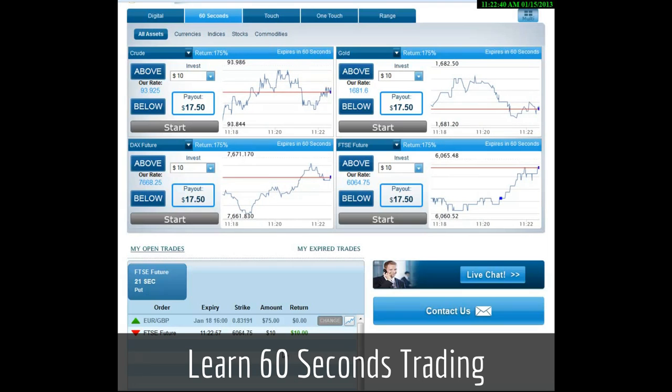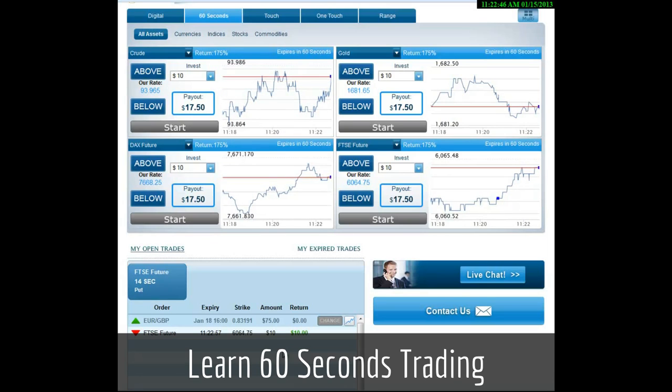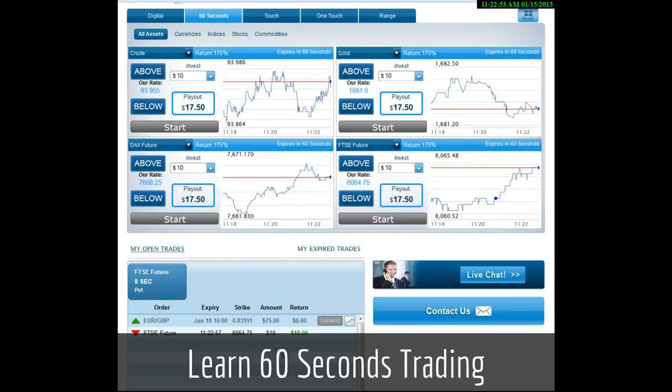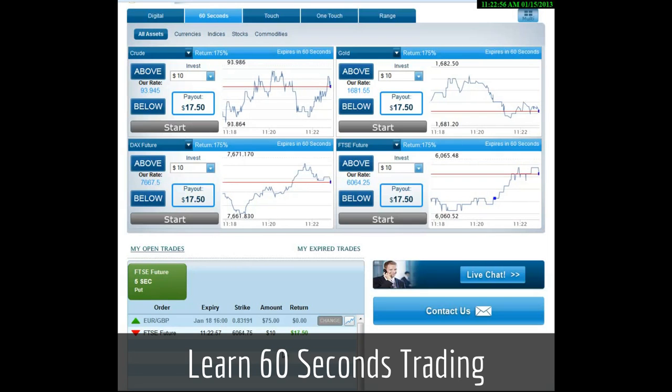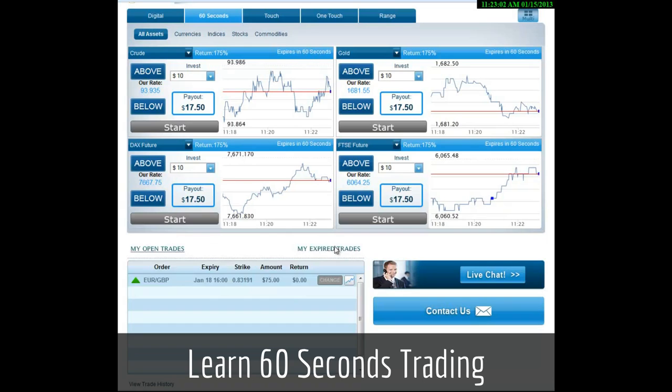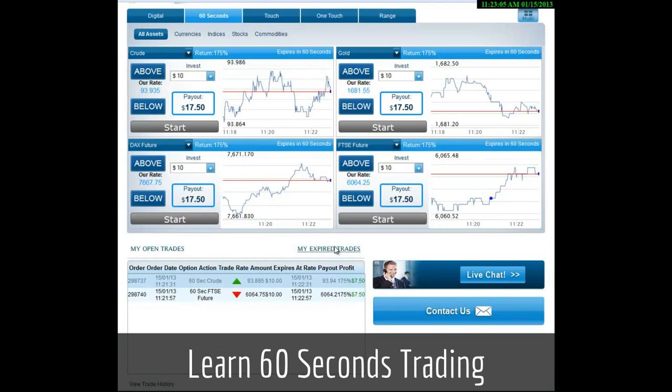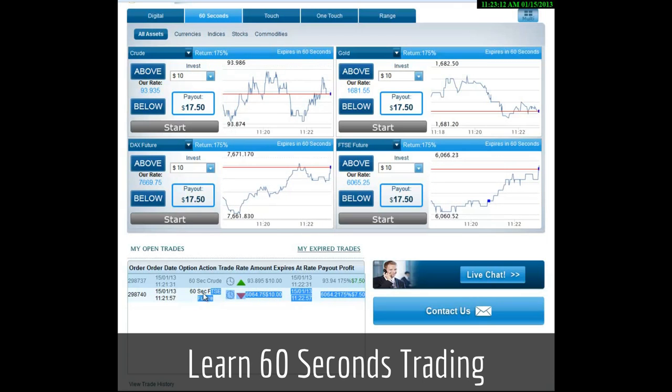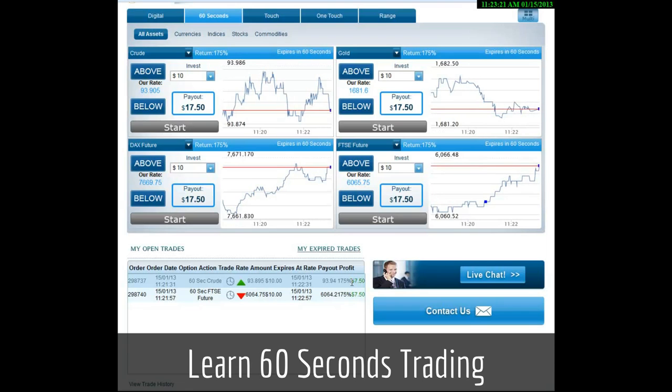I'm short the FTSE. Excuse me, I'm long the FTSE, and no, short the FTSE, and I need a down tick here. There you go. Now let's see my expired trades. You can see I just made on both trades. I made my profit target. That is how quick you can trade 60-second binaries on key reversal points in fast-moving markets.